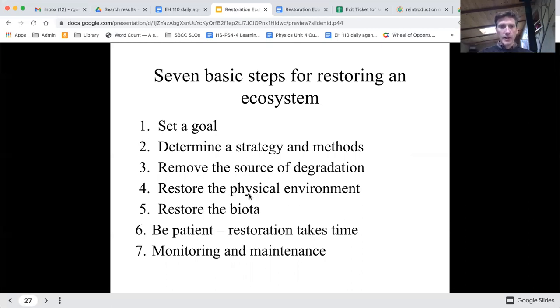But there might be some steps of the physical environment that have to be repaired first. And then be patient. We're talking about plants here, so they can take decades to get established. But you want to monitor it and maintain it as needed through that, because even though it might take a long time, you want to make sure things are going in the right direction. Otherwise, you should intervene to set things going in the right direction.